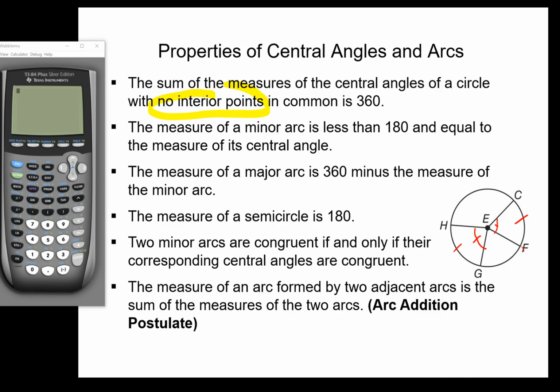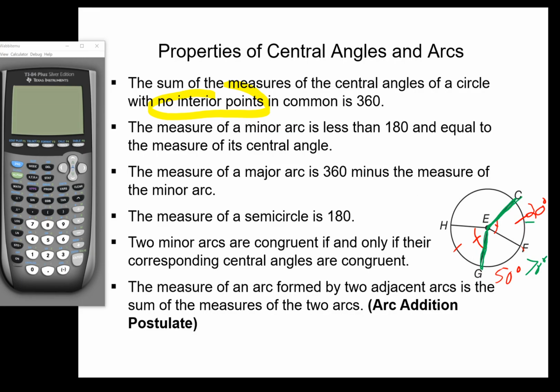Next up, the measure of an arc formed by two adjacent arcs is the sum of the measures of the two arcs. So again, let's say that this one was 20 degrees and this one was 50 degrees. Well, then the measure of the arc here, CEG, would be 70 degrees.